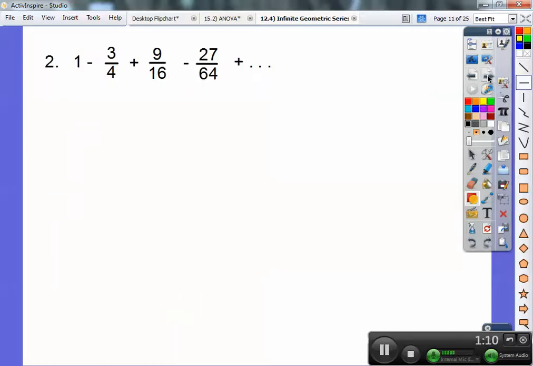Okay, here's one. 1 minus 3/4 plus 9/16 minus 27/64, dot, dot, dot. So there it is, infinite. So we got to find r. r is righty divided by lefty. So I'll pick any two numbers. I like these small ones right here, so I'm going to do -3/4 divided by 1, right number divided by left number. And I get -3/4.